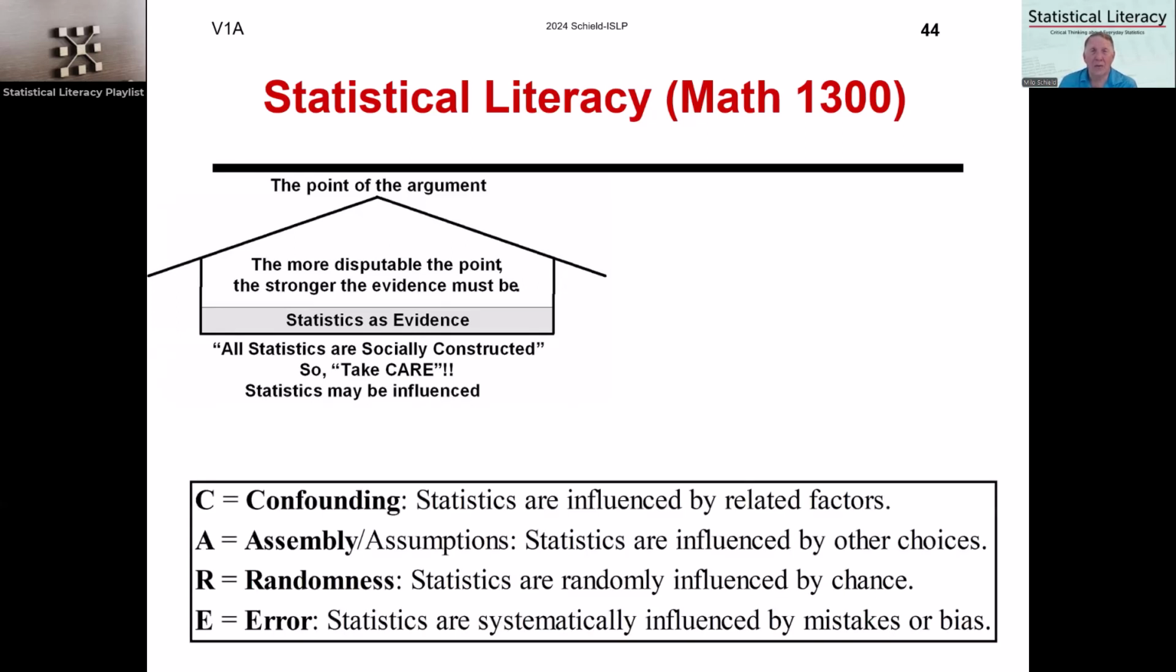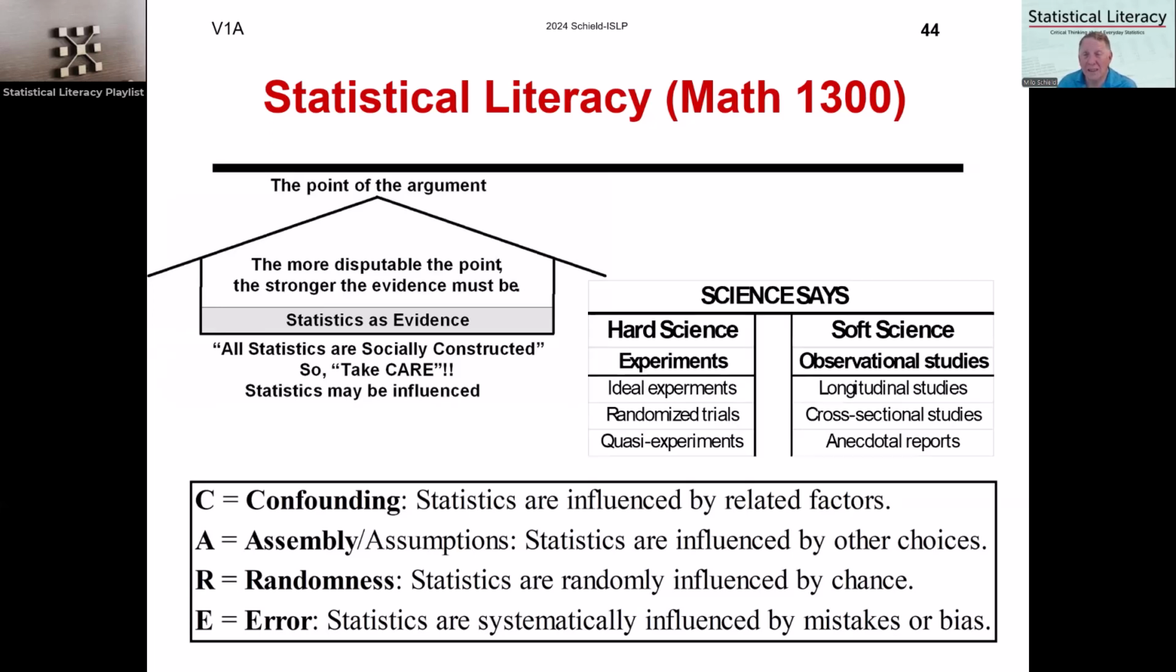Now, there are a lot of different influences on a statistic. So I've grouped them into 4 categories, where the first letter of each category corresponds to the 4 letters in CARE. R and E stand for randomness and error bias. That's traditional statistical inference, population inference. The first 2, confounding and assembly/assumptions, are what are unique to statistical literacy.